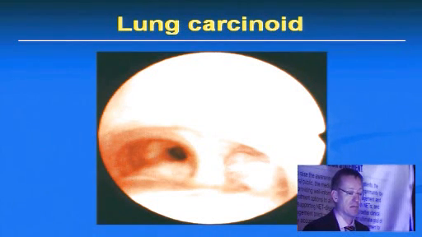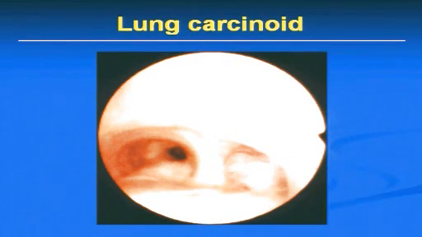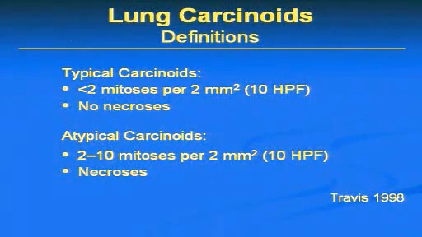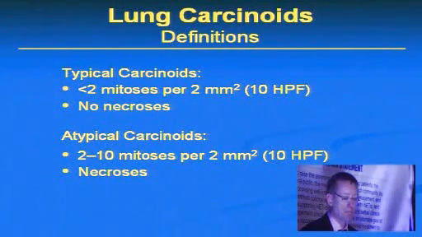This is a picture of a bronchoscopic view of a lung carcinoid filling out the main bronchus. Neuroendocrine lung carcinoids have traditionally been divided into typical and atypical carcinoids, large cell lung cancer and small cell lung cancer. And we're not going to talk about large and small cell lung cancer.